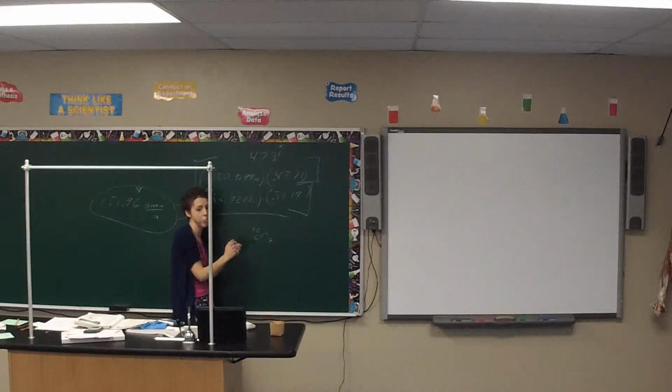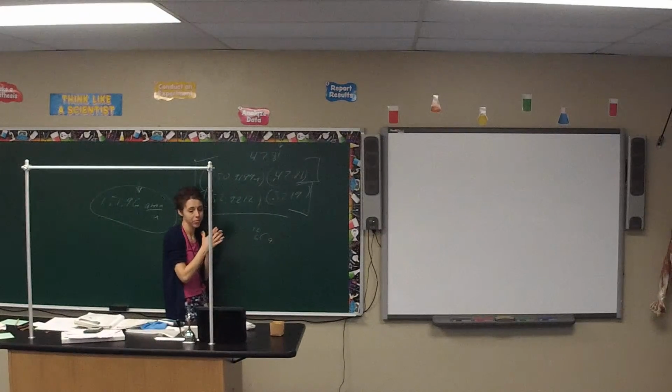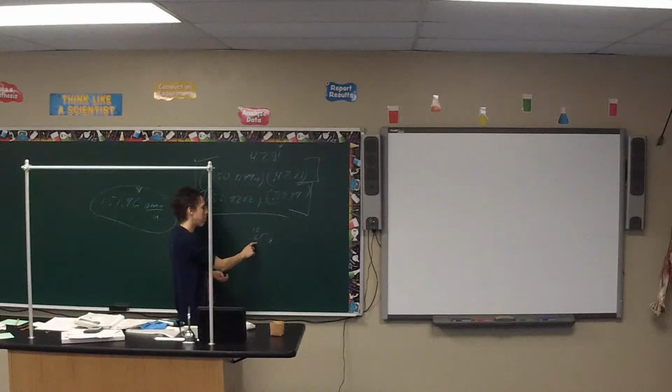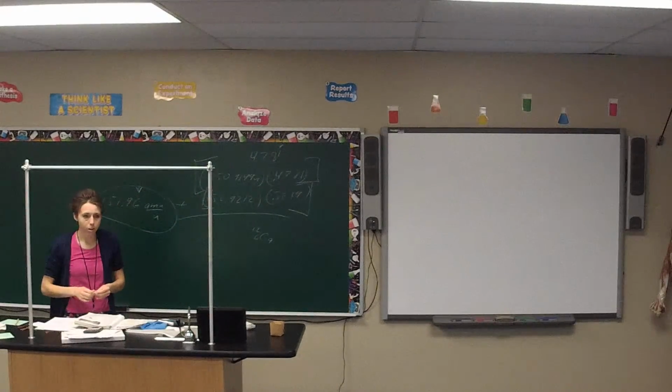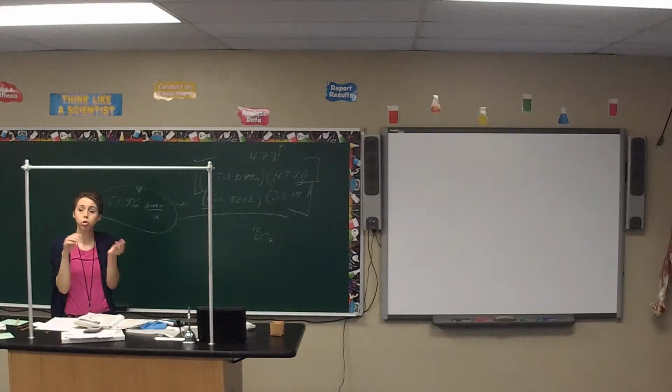Atomic number is the number of protons. Let's start with M. Mass number. Remember, atomic number is the number of protons. Mass number is protons and neutrons together.